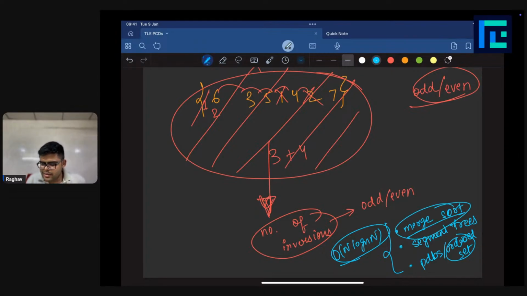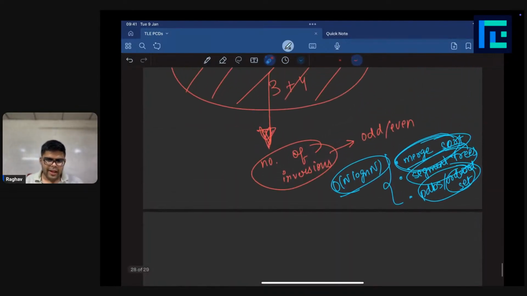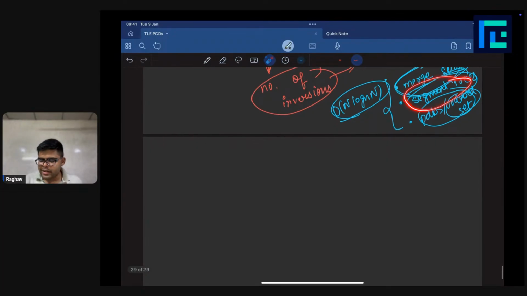This one has the least constant factor. Segment trees would be a little slower, and PBDS would be the slowest one here. And by the way, PBDS would be the easiest one to implement. Segment trees would be the second easiest, or actually maybe merge sort would be the second easiest, and segment trees might be the more difficult one. But it is very flexible.